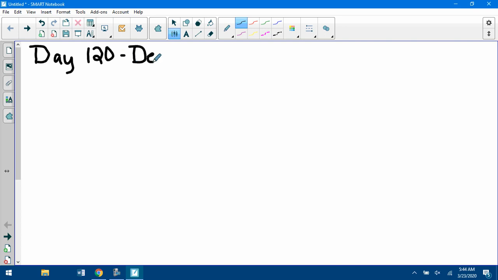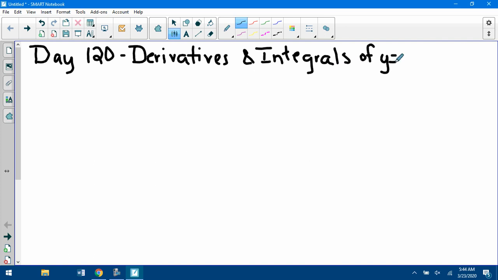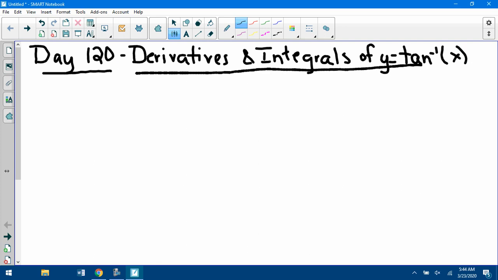So again, this is derivatives and integrals of y equals tan inverse of x. Okay, before we get into tan inverse, let's do a quick review of sine inverse. I know it's been a couple days.